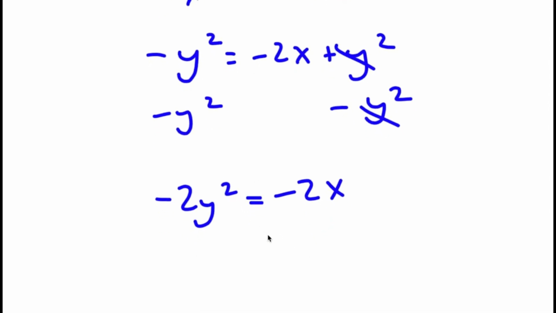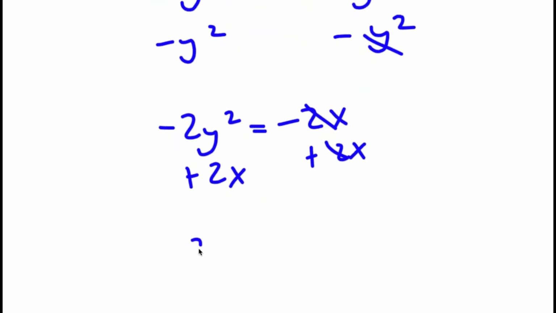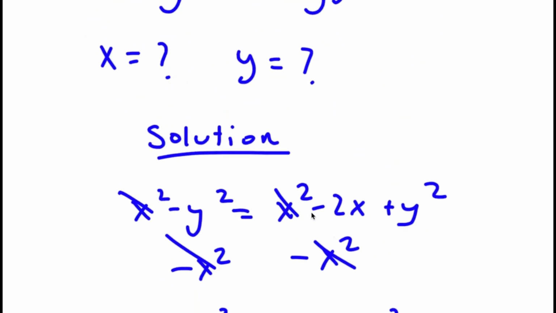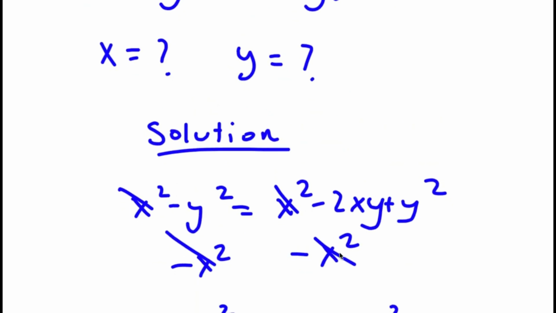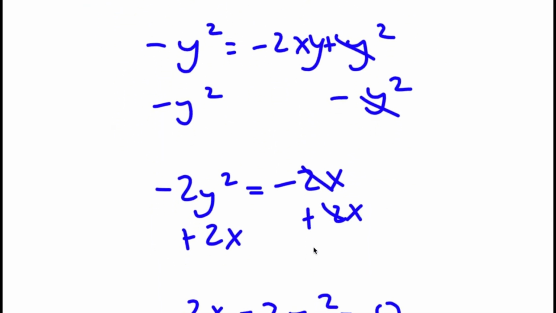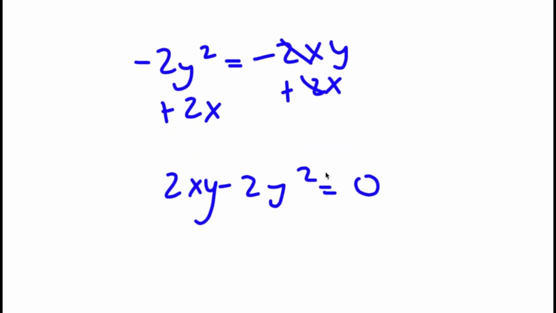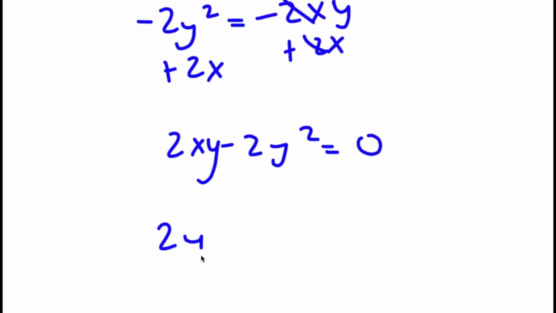Now, if I add 2x on both sides, these two cancel out, and I'm left with 2x minus 2y squared is equal to 0. Oh, sorry. At the start here, x squared minus 2x is actually 2x times y. So it's actually 2xy. So I have 2xy minus 2y squared is equal to 0. So from here, I can simply factor out 2y. So now I have 2y times (x minus y) is equal to 0.